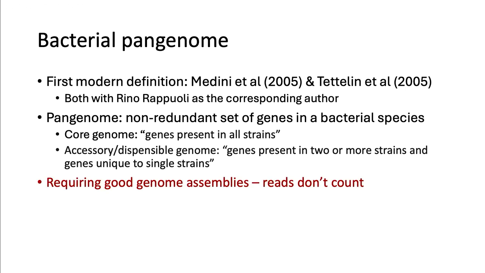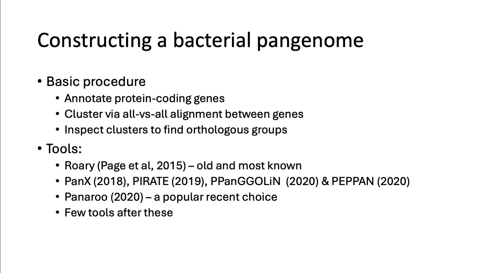Here, it is important to know that to annotate the genes, you really need the genome. You cannot use a bunch of short reads. If you just use short reads, you cannot annotate genes. So if you have the reads, you have to assemble them into a genome to do the genome annotation. It's also important to know that the bacterial pangenome is really a pan-proteome, because we focus mostly on the protein-coding genes.